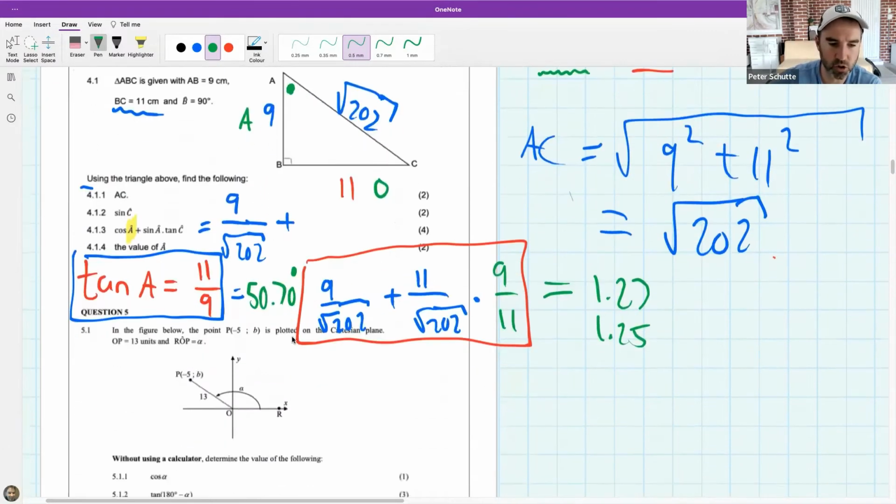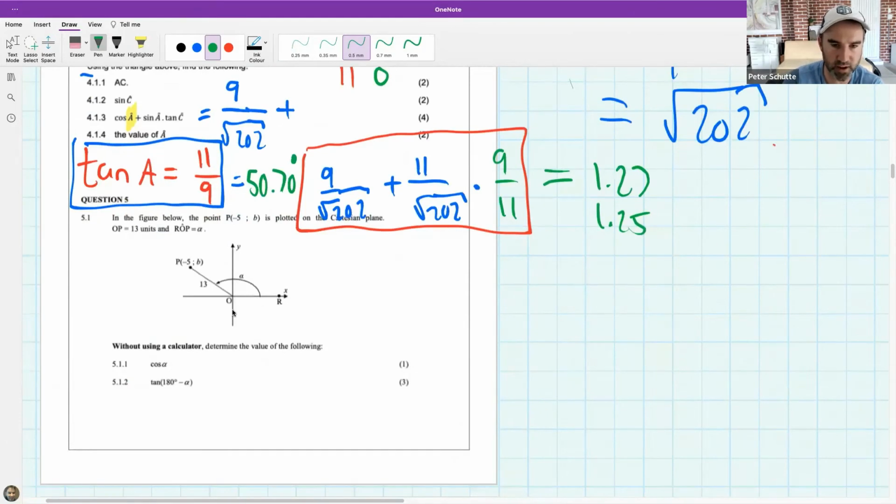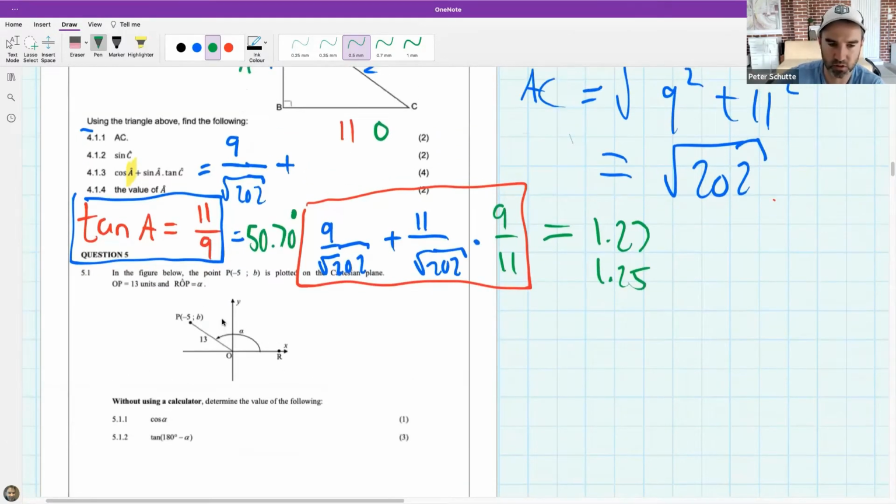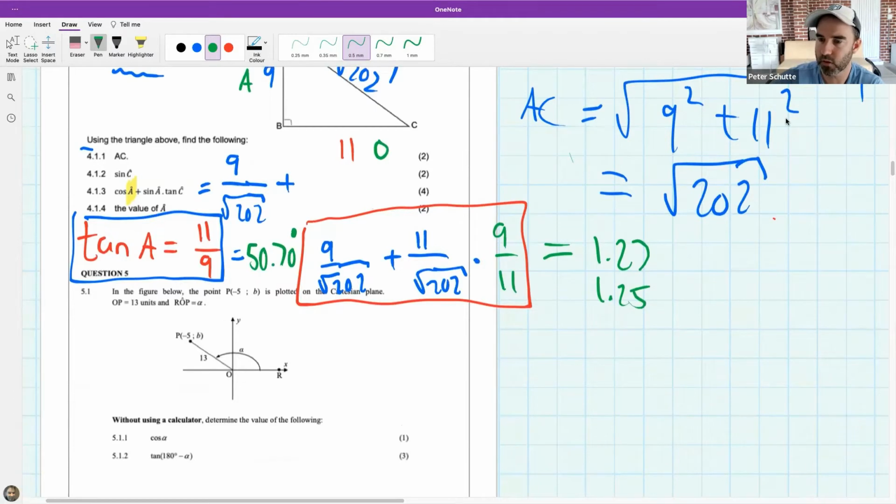All right, let's do another trig question that is very common in grade 11. I'm sorry, there's another question from Aaron. Okay, Aaron, will you unmute? I'm going to unmute you. Go ahead.